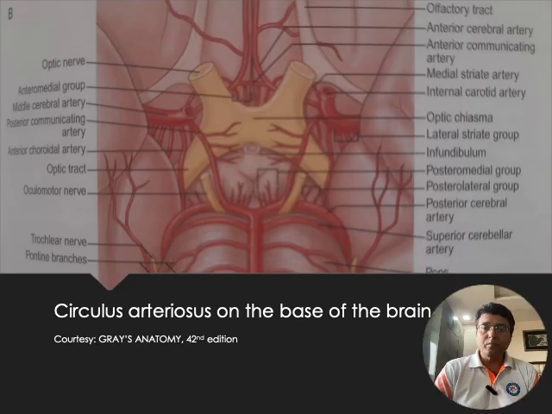So you can easily see that the anterior communicating artery is in close relationship with the optic chiasm, whereas the bifurcation of the internal carotid artery is related to the optic tract, the optic nerve and the optic chiasm.